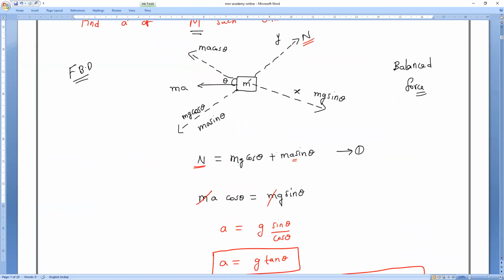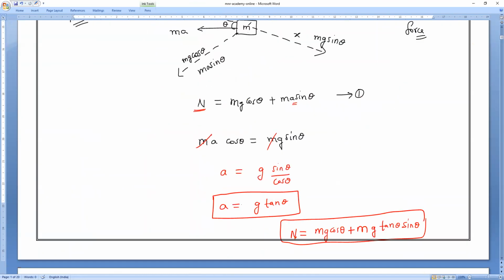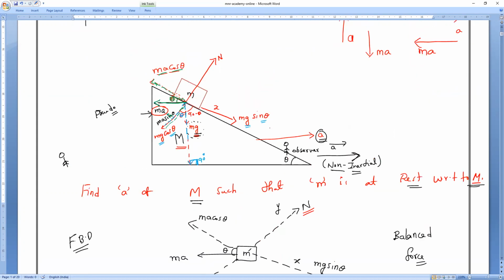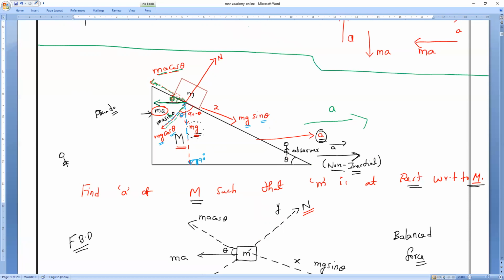If you are making the acceleration A equal to g tan theta, and the normal reaction is mg cos theta plus mg tan theta sin theta, then this small m won't slide over the inclined surface, but the inclined surface will move in the forward direction with the acceleration A. So this is the concept of pseudo force in inclined surfaces. Do you all understand, everybody? Can you imagine it or not, everyone?